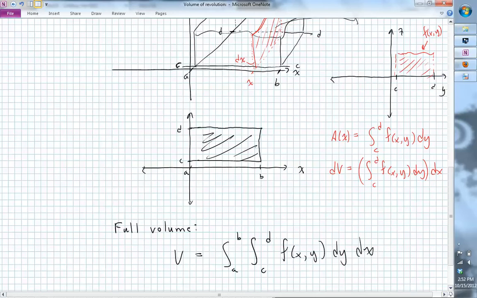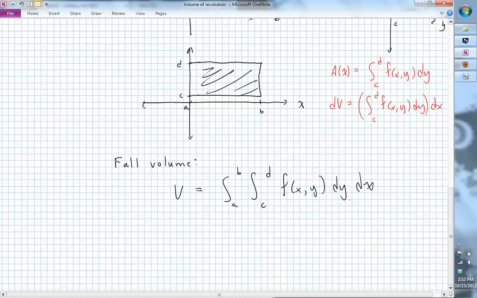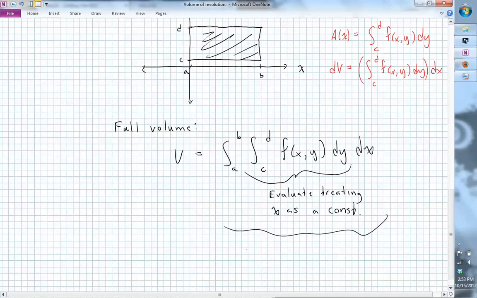The full volume is given by what's called a multiple integral, or a double integral. And the way that you do this is you evaluate this integral, you evaluate the inside, treating x as a constant, and then you integrate the rest, and then integrate with respect to x. And it doesn't matter which order you do.